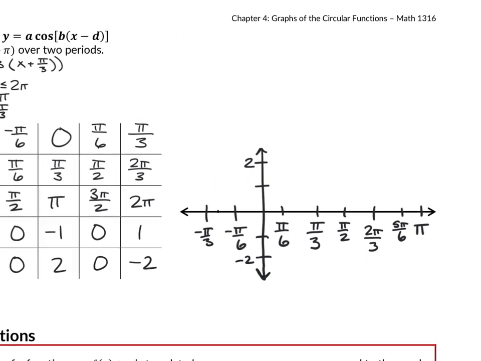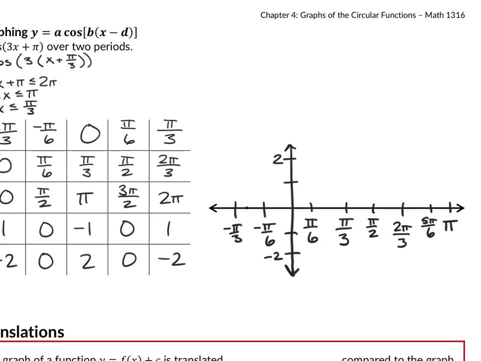So we know that the first coordinate based on the table that we have is negative pi over 3, comma negative 2, and then 0, and then 2, and then 0, and then negative 2. And I'm just going to repeat that pattern for another period at each and every one of these tick marks, which is why we make sure we have them.